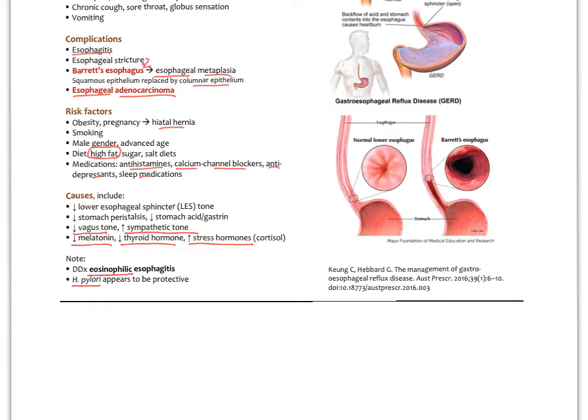So here are some drawings with a normal LES. You can see the Z line. It has a fairly normal appearance. Remember, the Z line is the stomach mucosa in the red, and then the more pale is the esophageal squamous cells. In Barrett's, you lose all that.